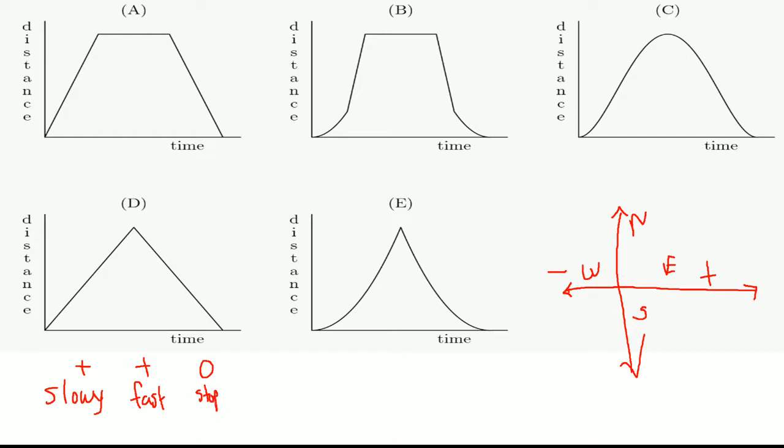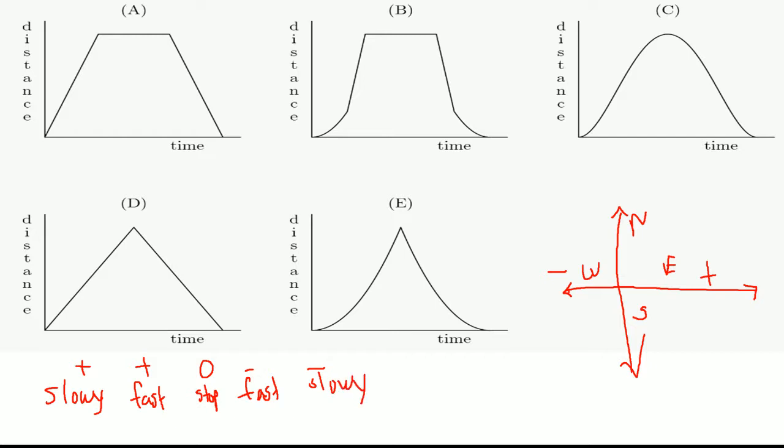Is he driving fast at the start? He drives by the same route. He drives fast, so he goes fast. Left because he's going west. Then he goes slowly. Okay.